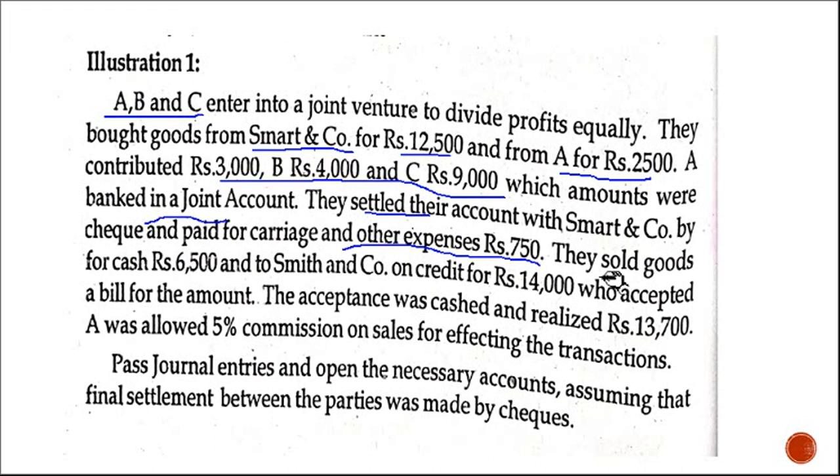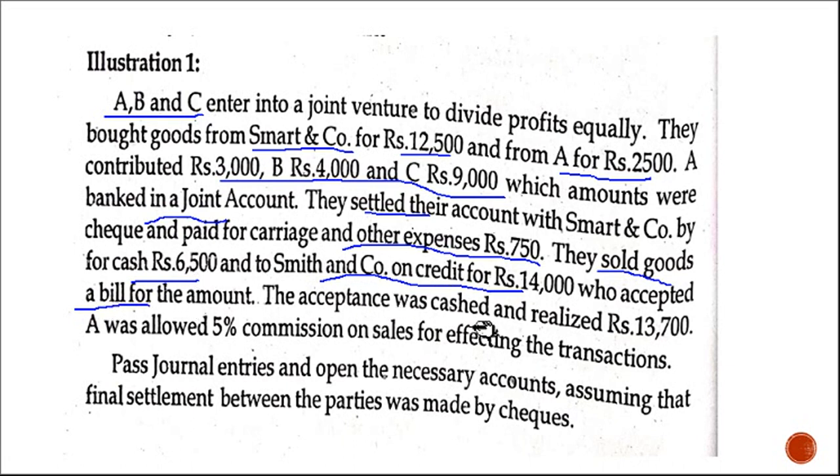Then the next transaction. They sold goods for cash rupees 6,500 and to Smith and Company on credit for rupees 14,000. Cash sales were there and credit sales. So Smith is a debtor, right? 14,000, who accepted a bill for the amount. See here, bills receivable comes. So we sold the goods to Smith and we accepted the bill.